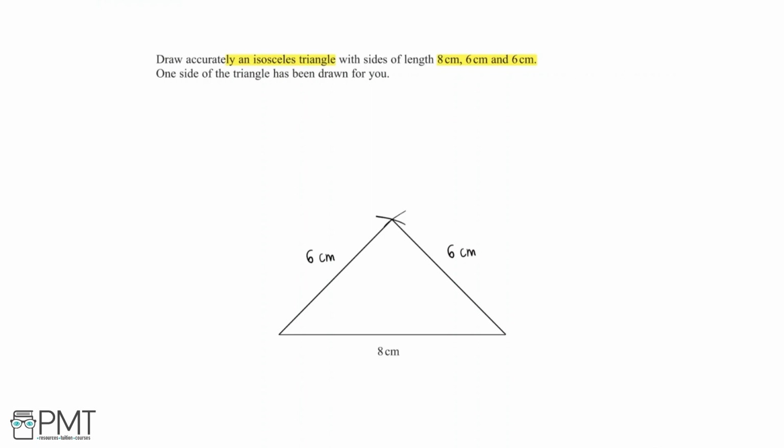Now we've copied this diagram correctly into our exam paper, and we get the full 2 marks for an accurate isosceles triangle, which we drew using a compass, making sure that both the side lengths are 6 cm each, allowing us to get the full 2 marks needed in this question.